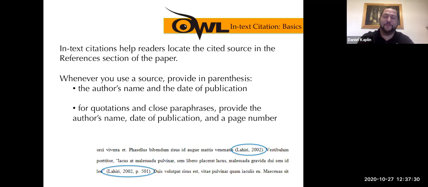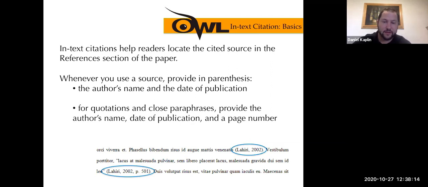I'll say two things. It's a parenthetical citation when you're paraphrasing. Parenthetical because the author's name is in parentheses, and paraphrasing because you're not using direct quotes. If you were to use direct quotes, the second example below that says Lahiri, comma, 2002, comma, page 501, now you have a parenthetical citation when you're using a direct quote. Notice the difference is that when you use a direct quote, you must cite the page number that you're getting the quote from. That's very, very crucial.